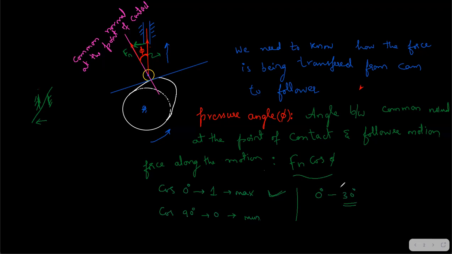If it crosses 30, then automatically you will have the horizontal component more and the vertical component less. And if the horizontal component is more, then you will have tilting, and more force is applied, which is wastage. A lot of force is being wasted, right? Actually we want force upwards. So to maximize the force upwards, keep phi as small as possible. Phi should be between 0 degrees and 30 degrees for followers which translate up and down.